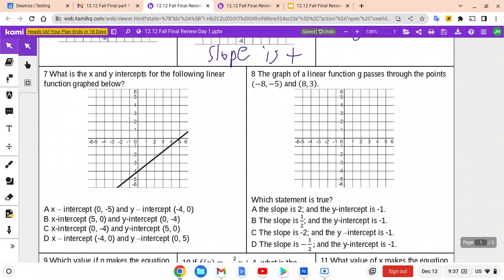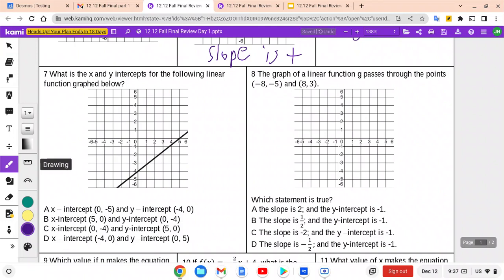Okay, number 7. What are the x and y intercepts for the following linear function graph below? That's easy. Here's the x-intercept. Here's the y-intercept. X, y. So the answer is B. Remember, it's over to the elevator and then up or down. So over 5, up 0, over 0, down 4.